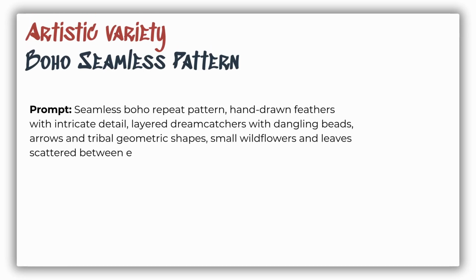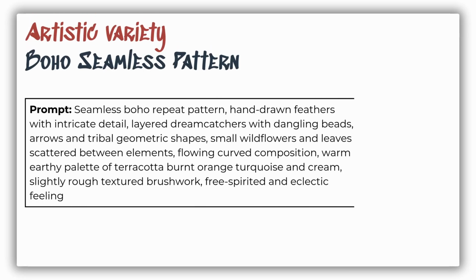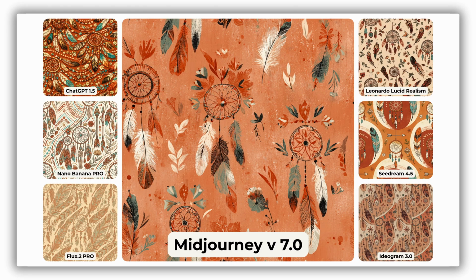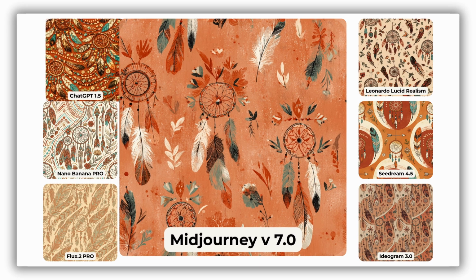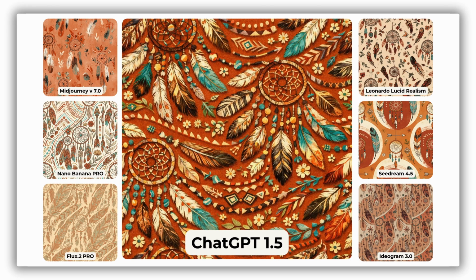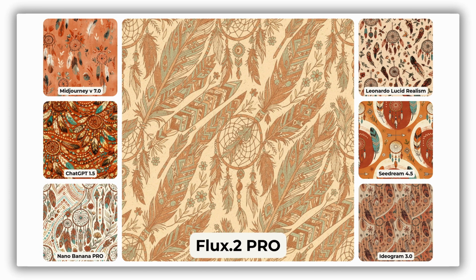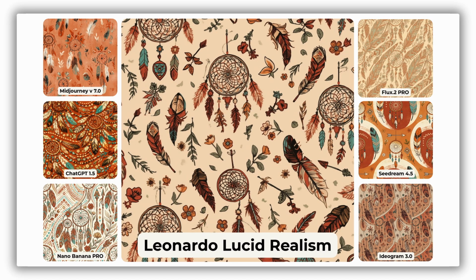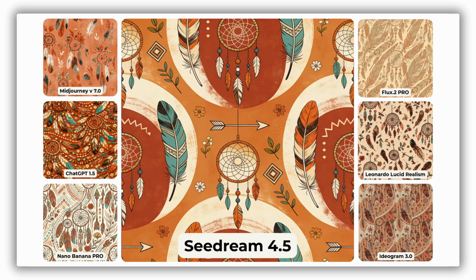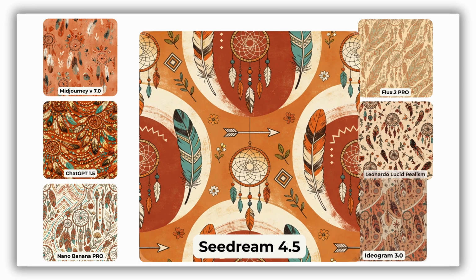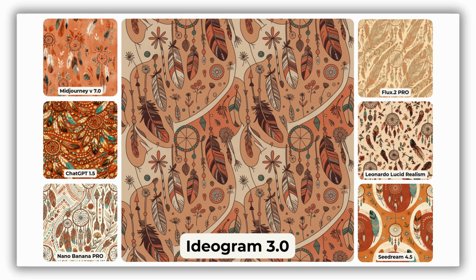The boho pattern once again challenges AI tools for seamlessness. Here, only Midjourney and Seedream delivered, which is actually a classic result for seamless patterns. In terms of aesthetics, I like Midjourney, Nana Banana and ChatGPT. Seedream is a little bit less interesting. Flux strongly lacks contrast and the composition feels messy. Lucid struggles with details, and Ideogram's composition is too chaotic.